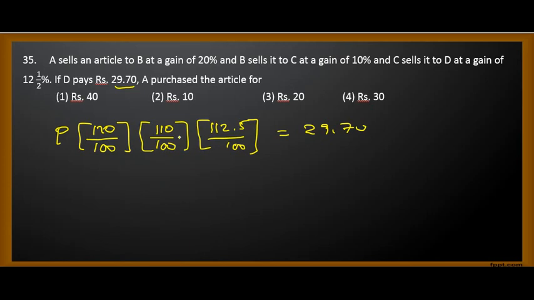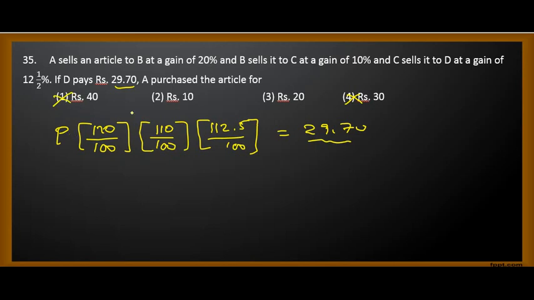Now don't solve this problem. Let us go through the options. P is increased consecutively 3 times, by 20%, 10% and 12.5%. D paid how much? 29.70. It means the value of P will definitely be less than 29.70. So option 4 and option 3 are ruled out.